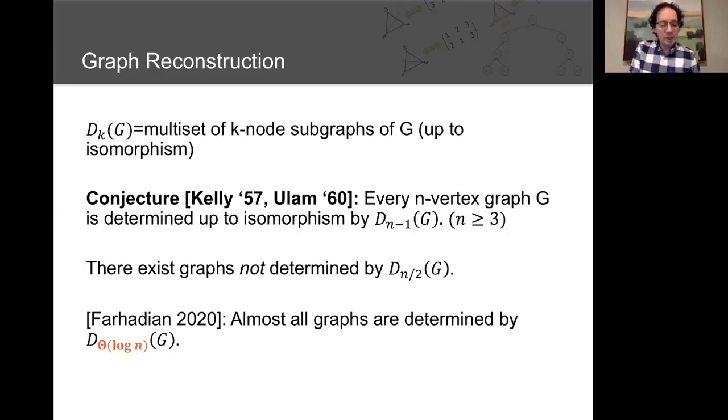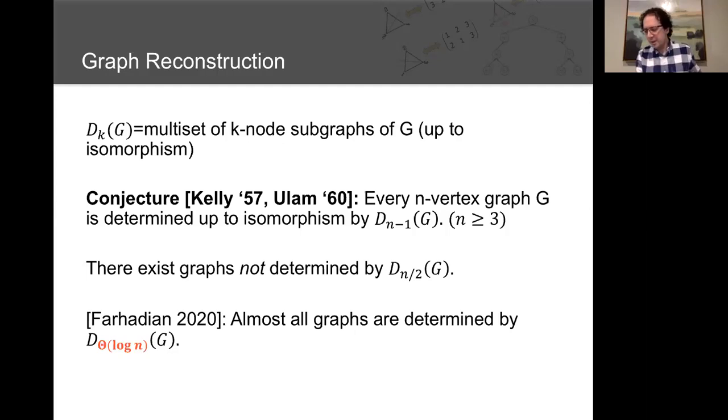But then very recently, Farhadian proved that almost all graphs are determined if you just look at the counts of their subgraphs of size 3 log n. So this is like a tiny fraction of the graph. It's a vanishingly small fraction of the graph, right? If you have a million nodes, this is like looking at the 20 node subgraphs, or the 60 node subgraphs, I guess, out of a million node graph. And the almost all here means if I pick a graph uniformly at random, that this will be true.